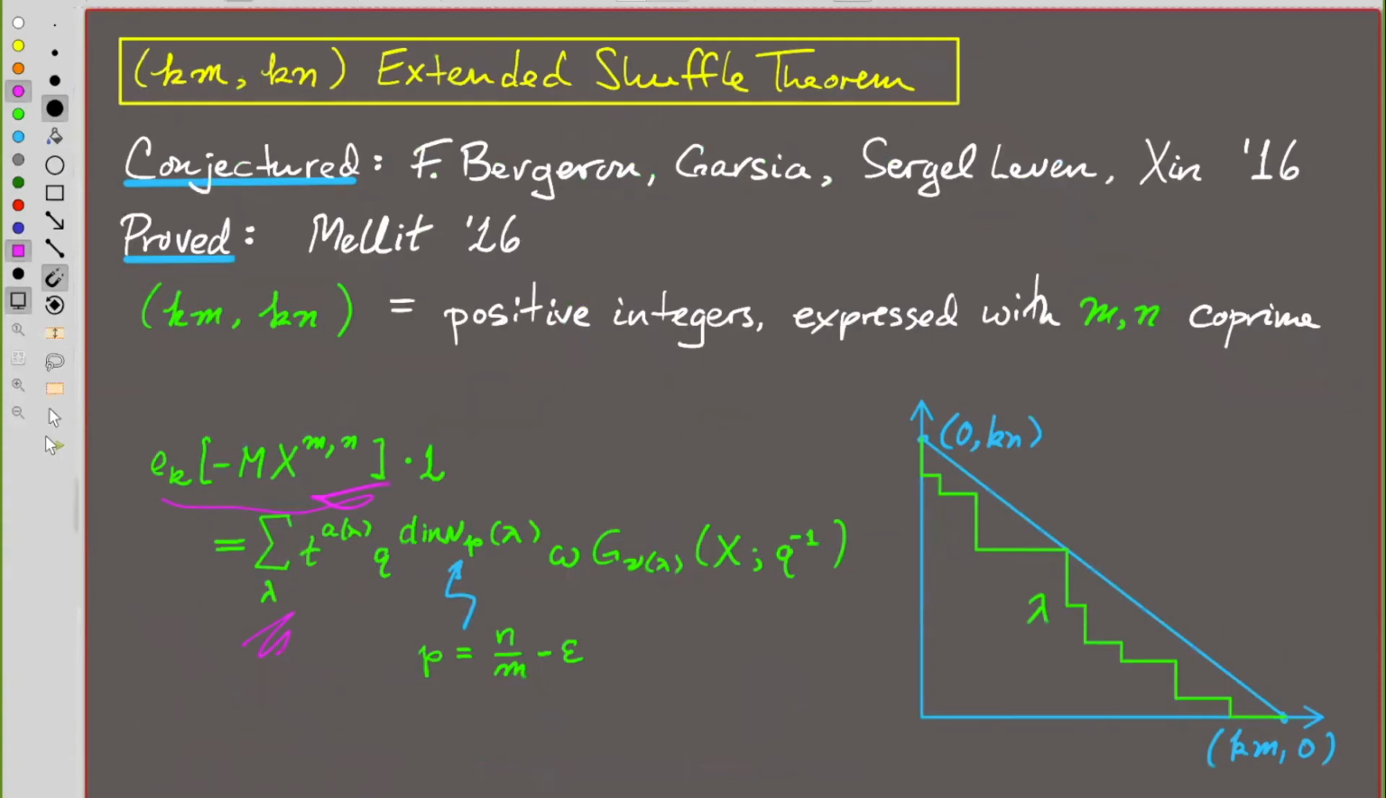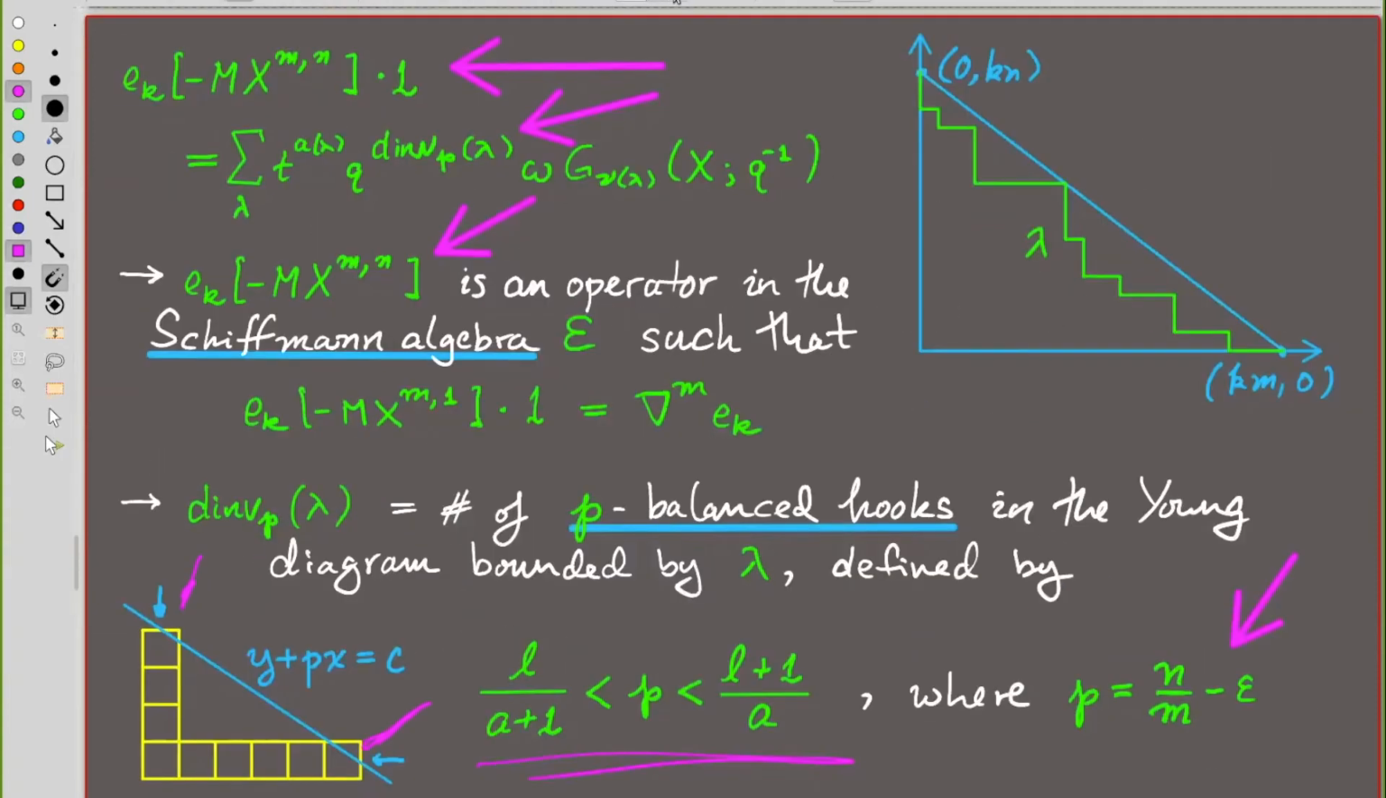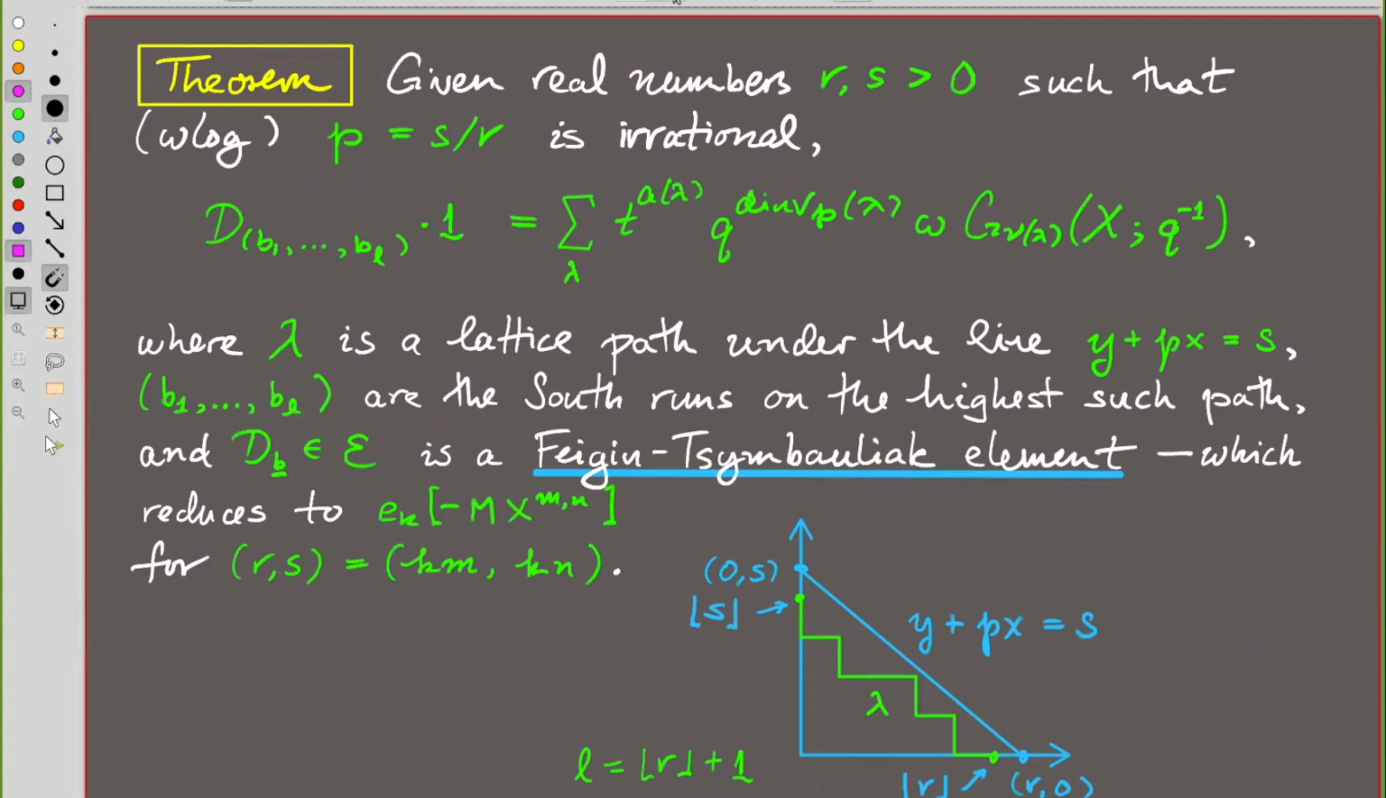So let me tell you what our theorem is. Now we take any positive real numbers r and s, and we look at the point with coordinate s on the y-axis and the point with coordinate r on the x-axis, and we connect them by a line with the slope p equals s over r, which you can always tilt a little bit without changing the lattice paths under it. So we'll always do that and assume p is irrational, so we never have ambiguities when we compare it with a rational number.